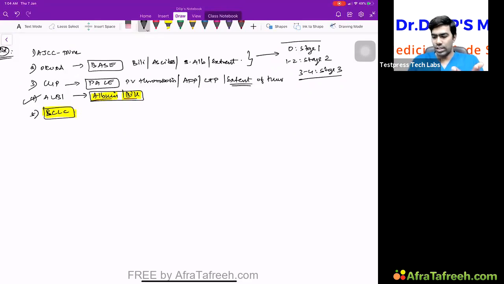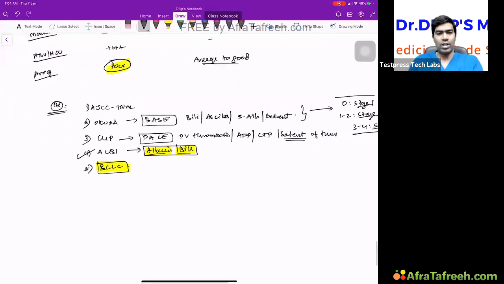So anyway, fine. The staging is based on Okuda. If there are no variables, then it's stage 1. 1 to 2 variables, it's stage 2. Then 3 to 4 variables, it's going to be stage 3. So the mnemonic for Okuda staging is BASE: bilirubin, ascites, serum albumin, and extent of the tumor. For the CLIP score, again, you have a mnemonic called PACE: portal vein thrombosis, alpha fetoprotein, Child-Pugh score, and extent of the tumor. For the ALBI score, the 2 most important non-tumor variables are albumin and bilirubin. And BCLC incorporates a lot of things into it, which we'll be discussing after some time.